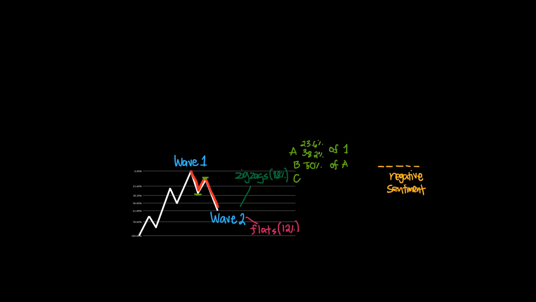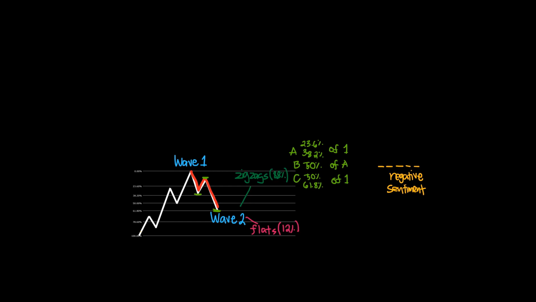And then finally, to complete the zigzag, you now have a wave C that will pull back or retrace all the way to the 50% or the 61.8% Fib retracement level as it relates to the previous wave 1.